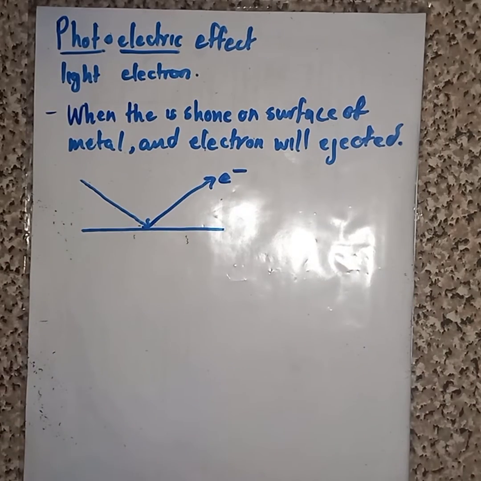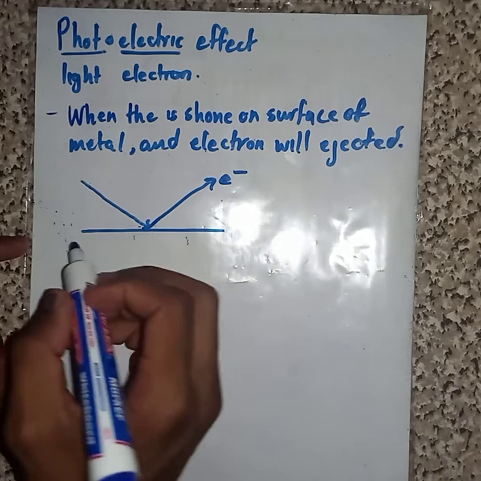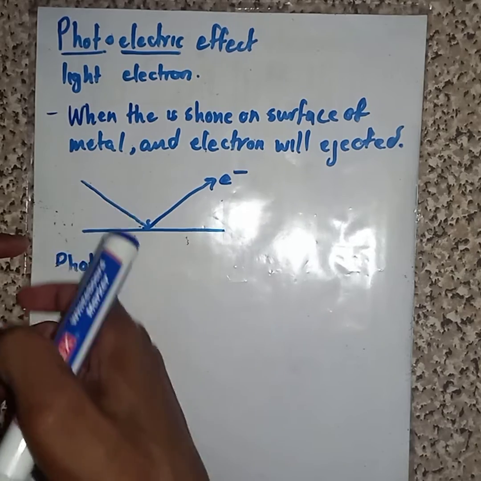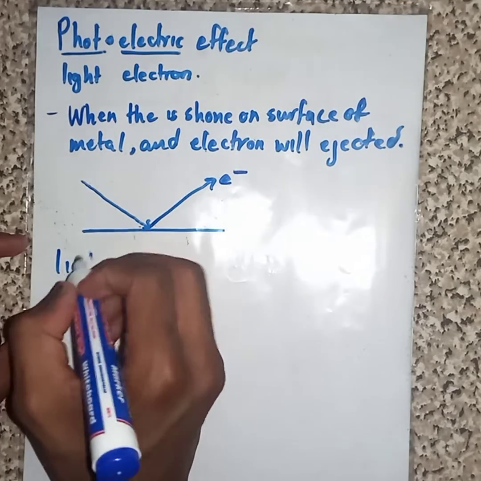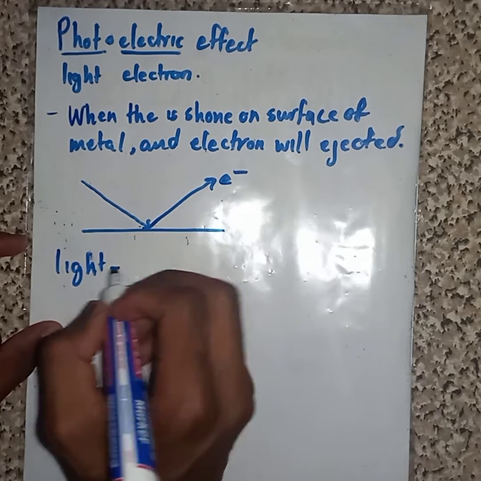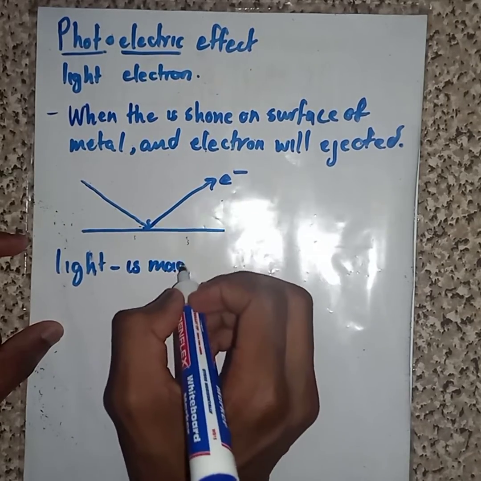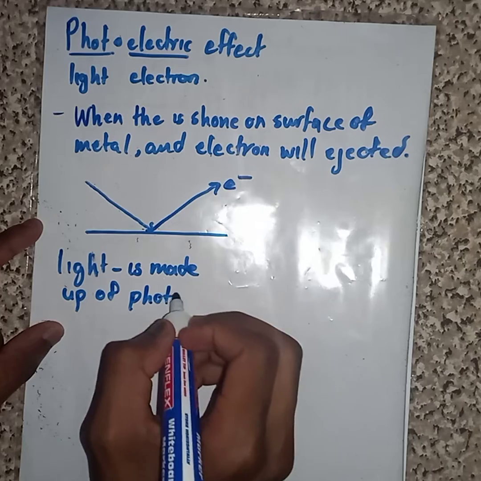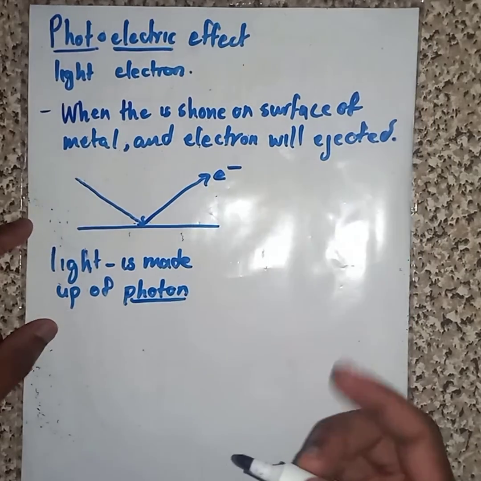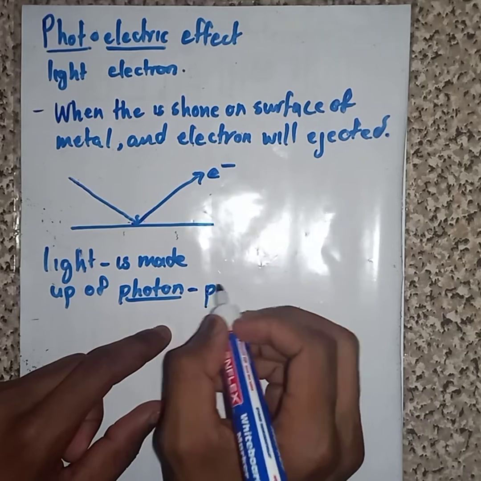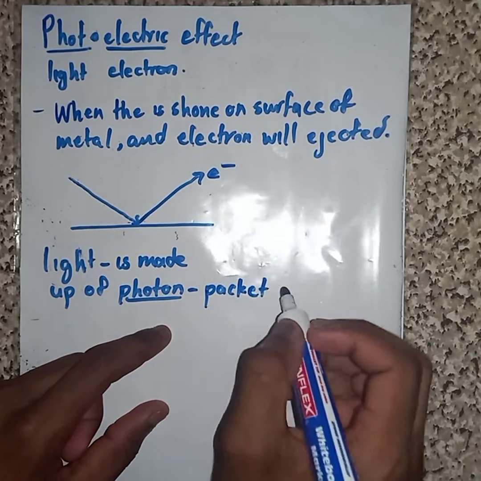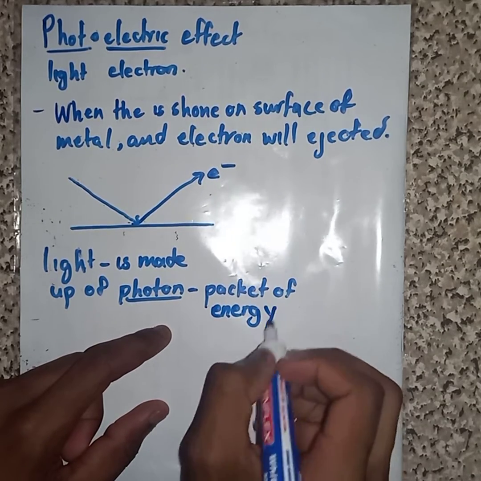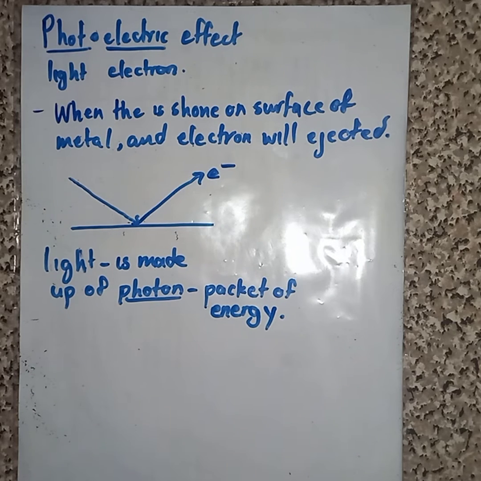Then a learner must know that light is made up of what? Light is made up of photons. Then what are photons? Photons are the quantum packets of energy. Photons make the light.